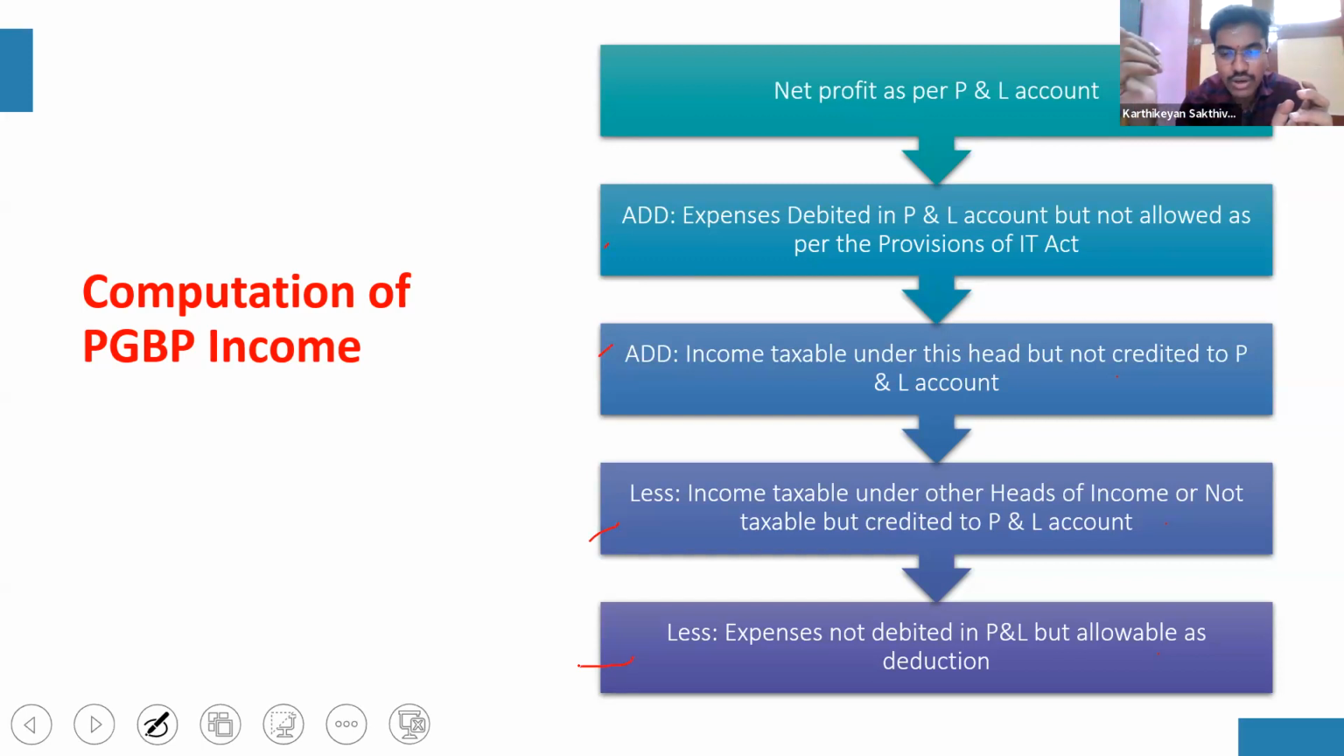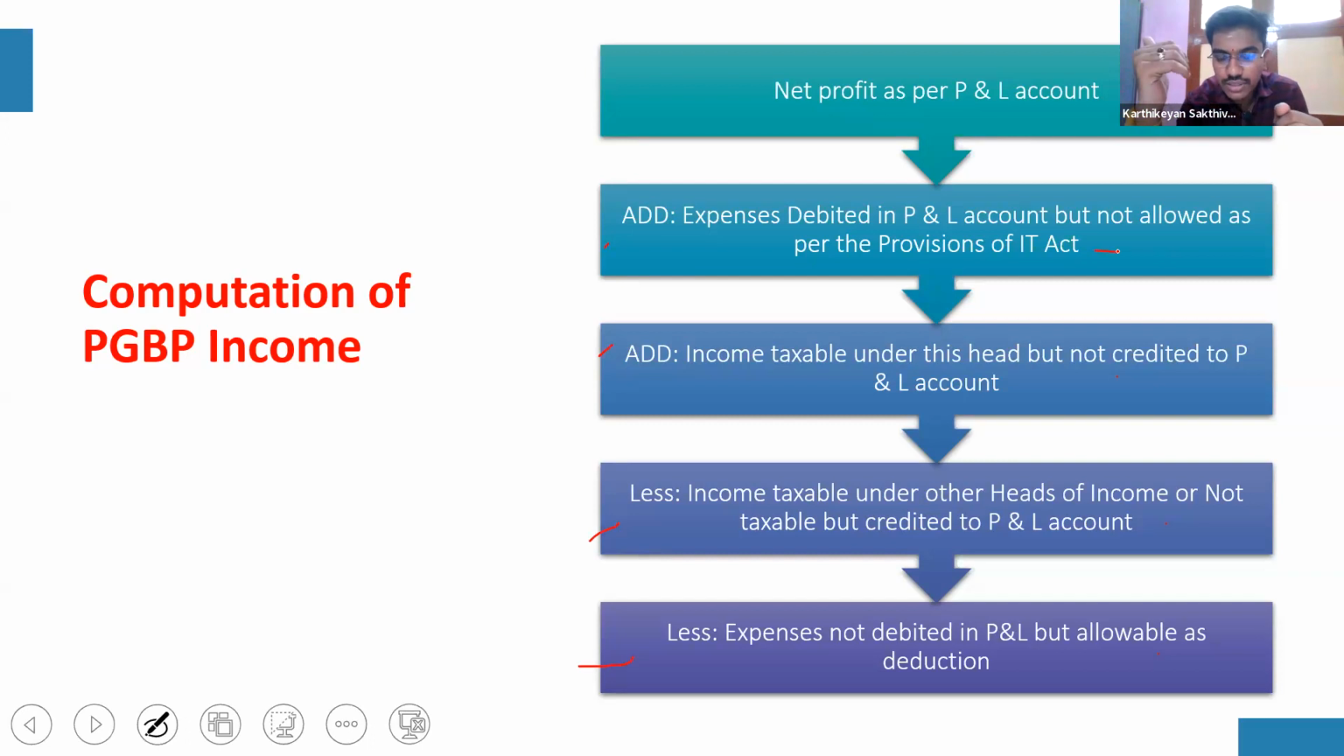So what are the 4 buckets? First, we start with net profit as per the P&L account. With that, you should add 2 things. The first addition is expenses which are debited in the P&L account but not allowable as per the Income Tax Act. What will come into this is our discussion. Don't worry about this; just for the time being, memorize this. By the end of the chapter, you will understand this.